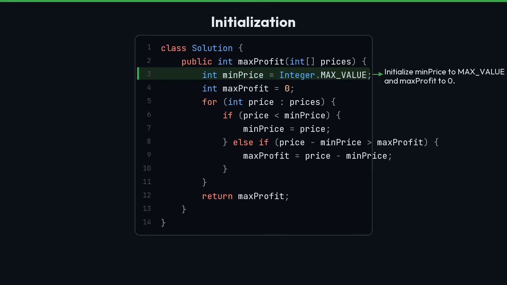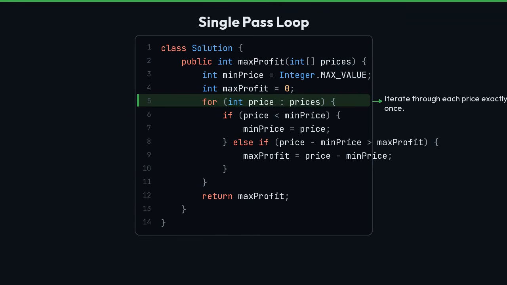We begin by initializing two variables. One for the minimum price found so far, set to the maximum integer value, and another for the maximum profit, set to 0. This setup ensures that any valid price will update the minimum, and any positive profit will update the result. We then loop through each price in the input array using a standard for each iteration. This single pass allows us to process every day exactly once, maintaining our state as we go.